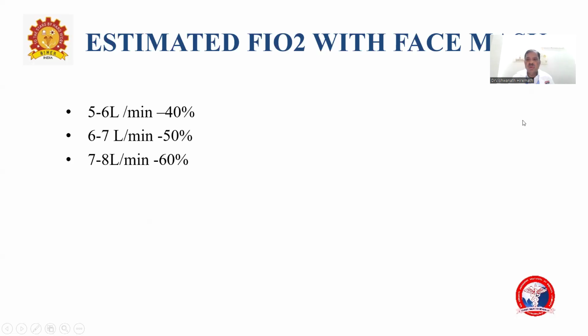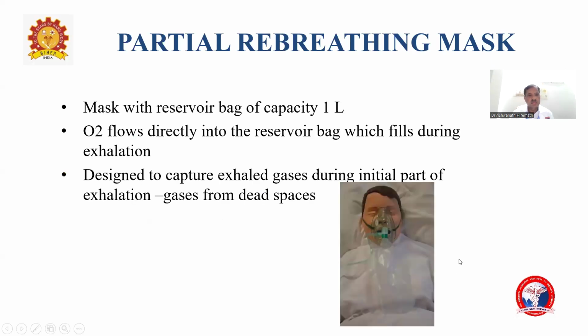The estimated FiO2 with the face mask: when you provide 5 to 6 liters per minute, it is 40%. With 6 to 7 liters per minute of flow, FiO2 provided is 50%. With 7 to 8 liters per minute, FiO2 provided is 60%.